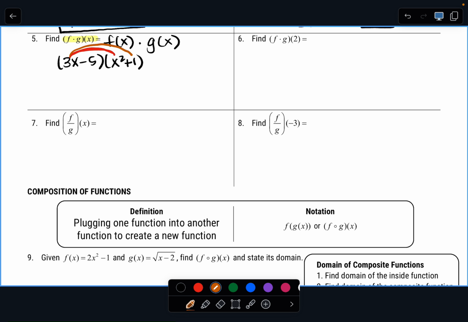So what is 3x times x squared? 3x squared or 3x cubed? 3x cubed. X times x squared is going to give me x cubed because you're adding the exponents together. And then 3x times 1 is just 3x. And then we're going to distribute the same way, but from the second term. So I'm going to do negative 5 times x squared, negative 5x squared. And then negative 5 times 1, which is going to be negative 5.